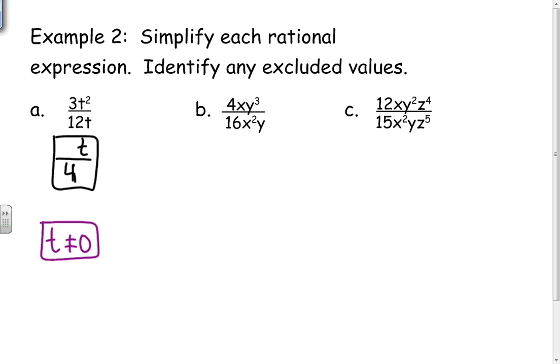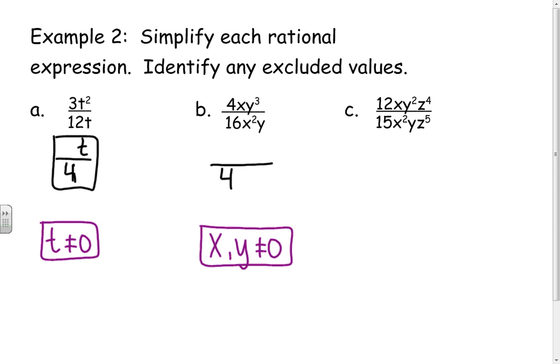For letter B, I'm going to do restrictions first. X and Y can't be 0. No addition or subtraction, so all letters are 0. To simplify, 4 over 16 reduces to 1 over 4. X over x squared reduces to an x in the bottom because it's bottom heavy. And y cubed over y is a y squared up top. 3 minus 1 is 2. So you'll notice if you do your restrictions first, any variables that cancel are still a restricted value. So even though y went away, it's still part of your restriction.